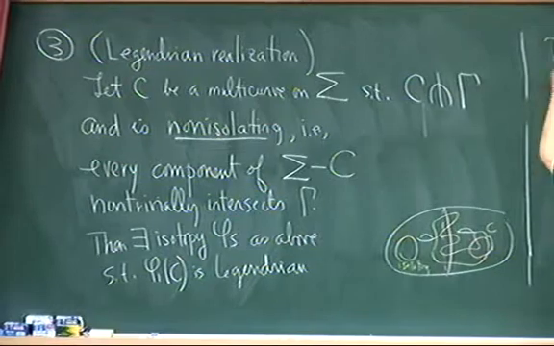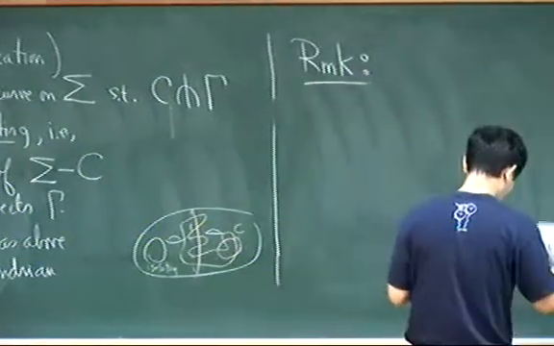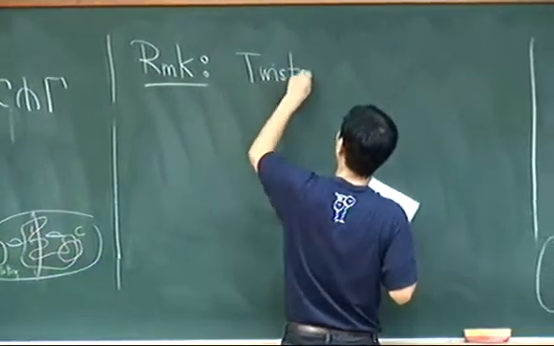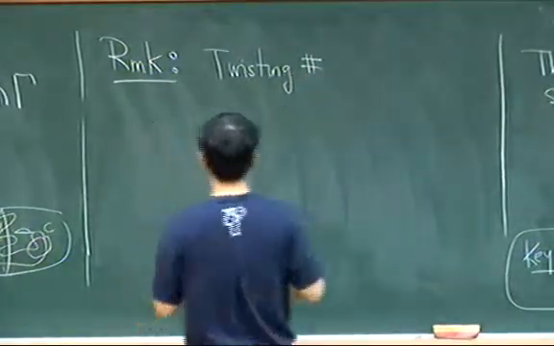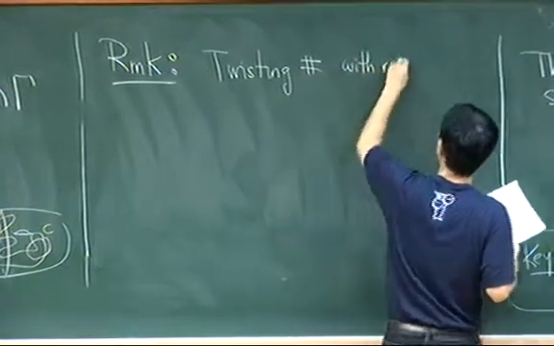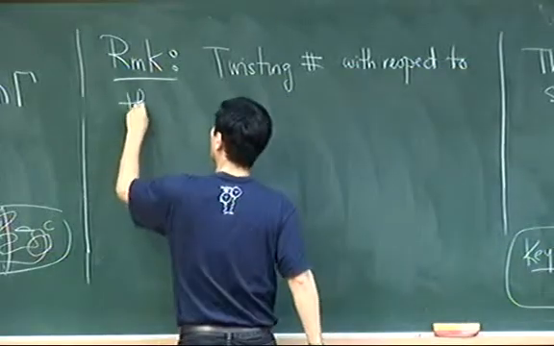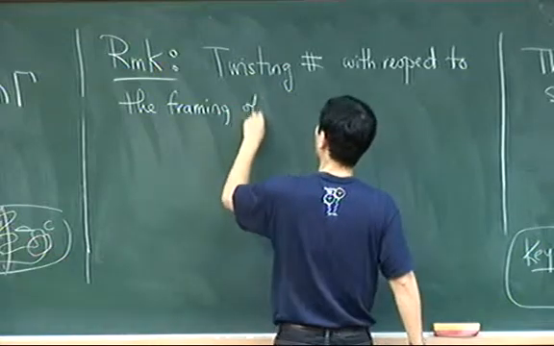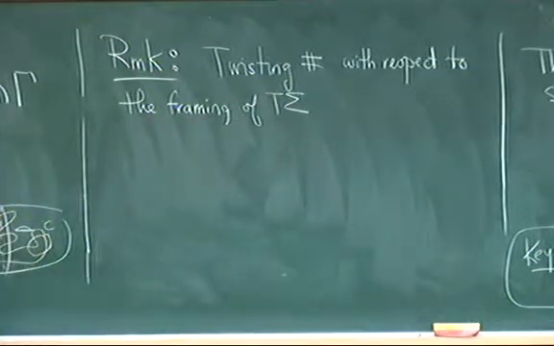The thing that's important here is some discussion about twisting numbers. Let me talk a little bit about the twisting number. Sometimes it's called the Thurston-Bennequin number. And then with respect to the framing of T sigma. Okay. So what do I mean by this?